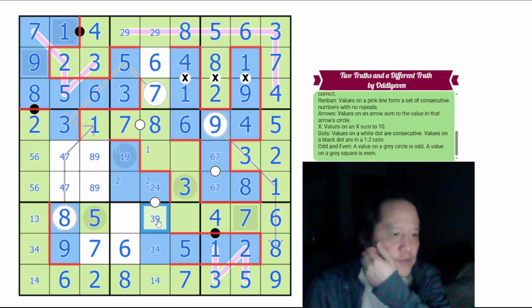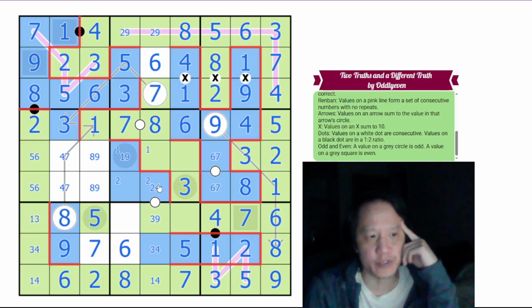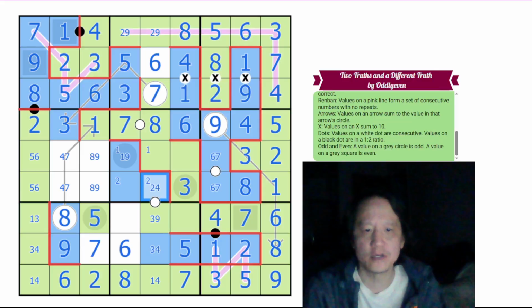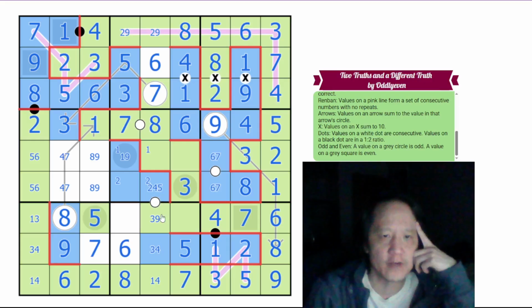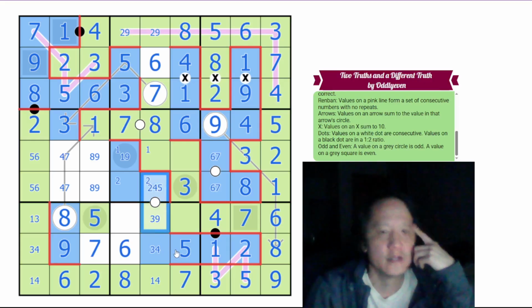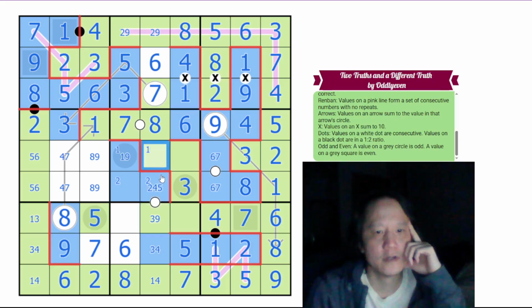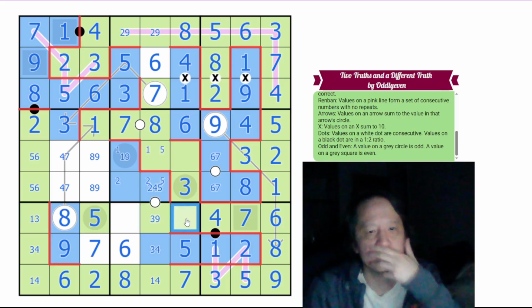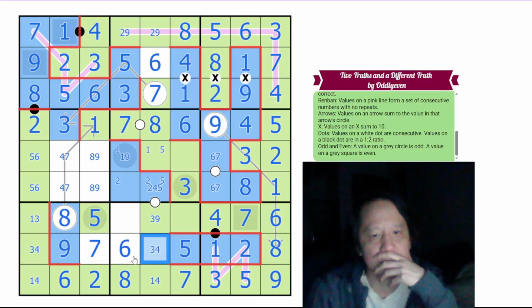So if this is 3, this is guaranteed to be 2 doubled. If this is 9, this is guaranteed to be 4 doubled, or it could be 5 doubled also. It could be 4 or 5. Okay, so that's not guaranteed there. Okay, well, that's fine. One of these two is a 5, so that's fine.